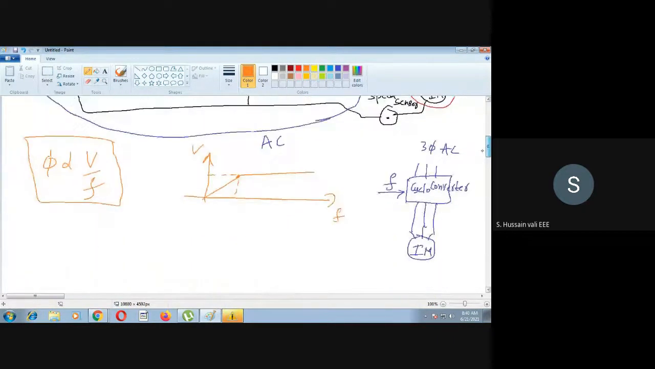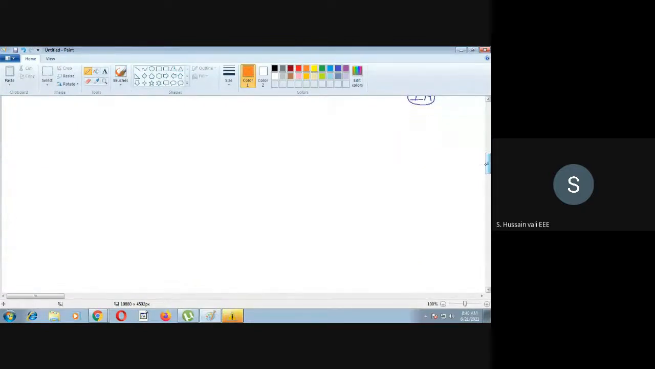The closed loop control is the same as the previous one itself, except for the difference you will find here: there you have AC to DC, then DC, then AC, and here you have AC directly to AC once again. So in this case it is different.